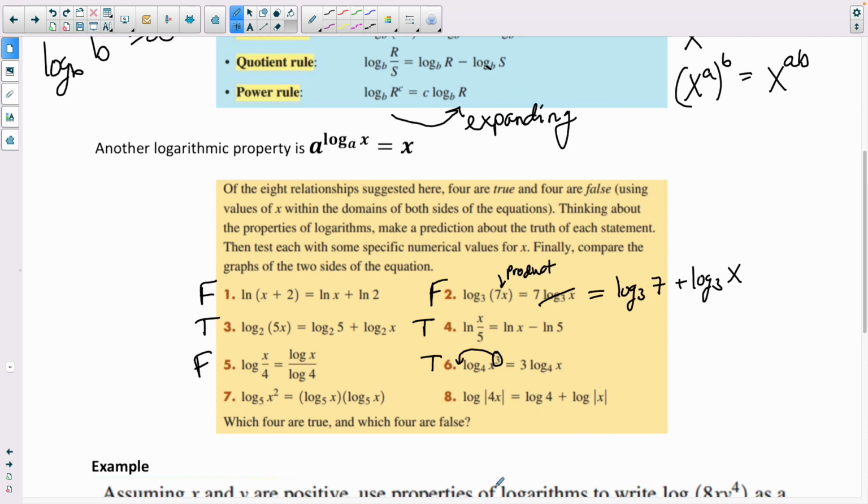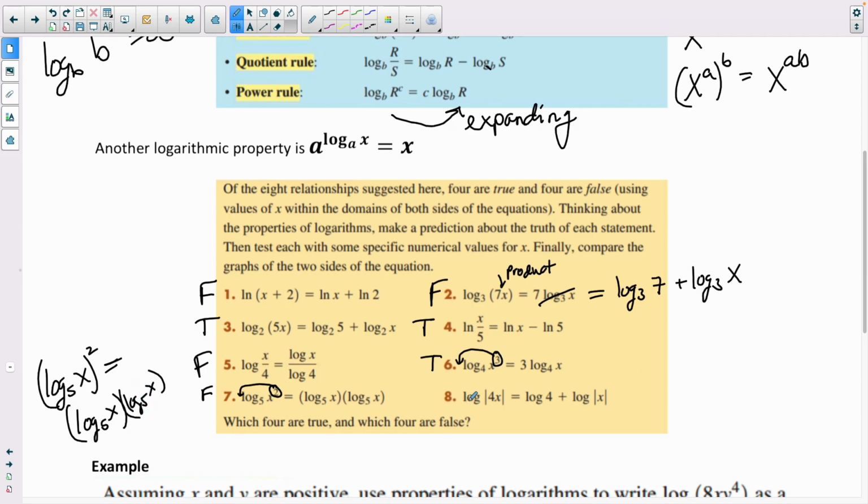Log base 5 of x squared is equal to log base 5 of times log base 5 of x. This is false. Looking at 6, this is the same form. The 2 would move to the front. Okay? This is different, and this is why parentheses matter. This would equal log base 5 of x times log base 5 of x.